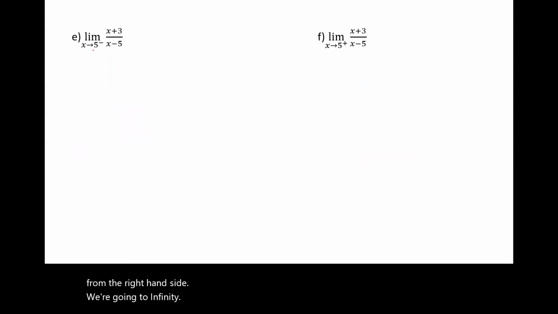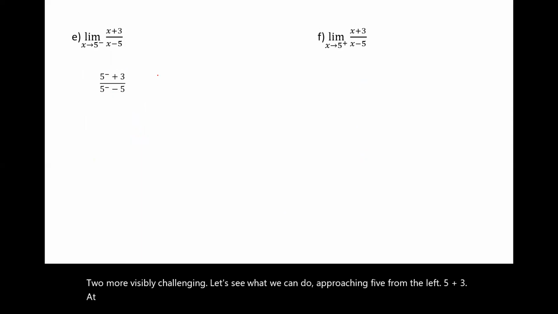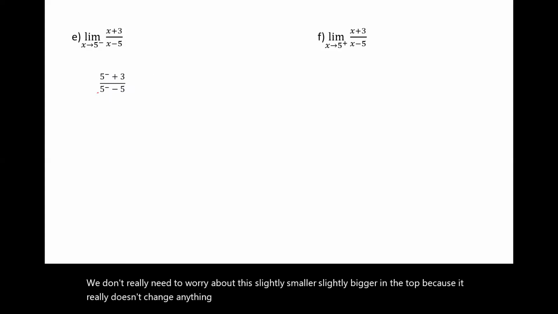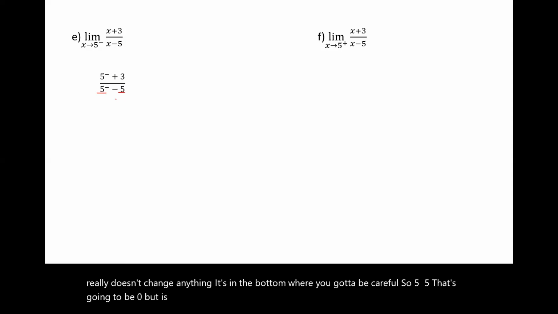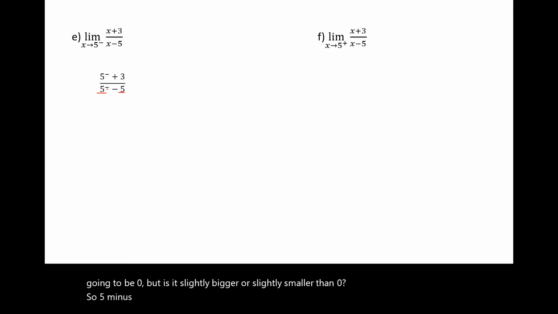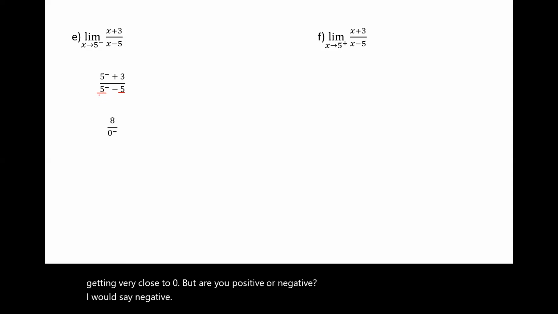2 more. These will be challenging. Let's see what we can do. Approaching 5 from the left. 5 plus 3, that's 8. We don't really need to worry about the slightly smaller, slightly bigger in the top because it really doesn't change anything. It's in the bottom where you've got to be careful. So 5 minus 5, that's going to be 0. But is it slightly bigger or slightly smaller than 0? So 5 minus means a little bit smaller than 5. So 4.9999999. When you subtract 5, you're getting very close to 0, but are you positive or negative?